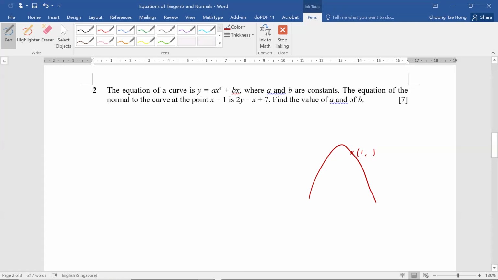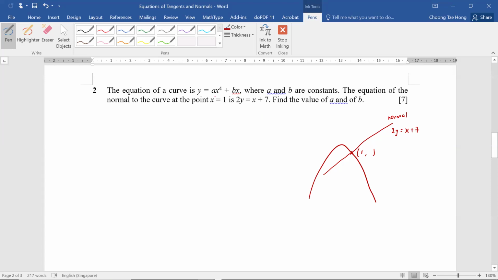Okay, so what is the info that is given to us here? The info that is given to us is that the equation of the normal to the curve at this particular point is 2y equals to x plus 7. So if you make y the subject, you will get y equals to half x plus 7 over 2, which means there is a positive gradient. So the normal to the curve will look something like this. So this one will be the normal. The equation is 2y equals to x plus 7. So this is the info that is given to us.